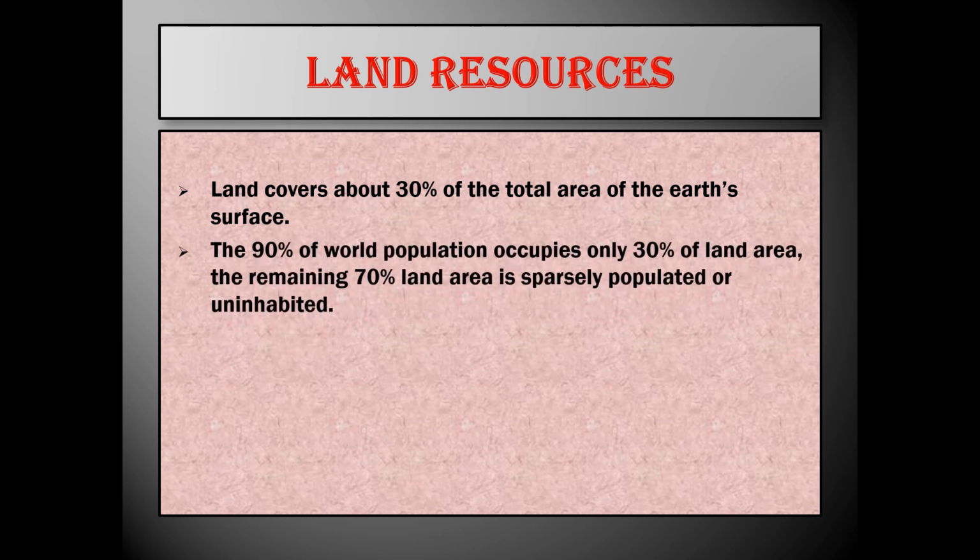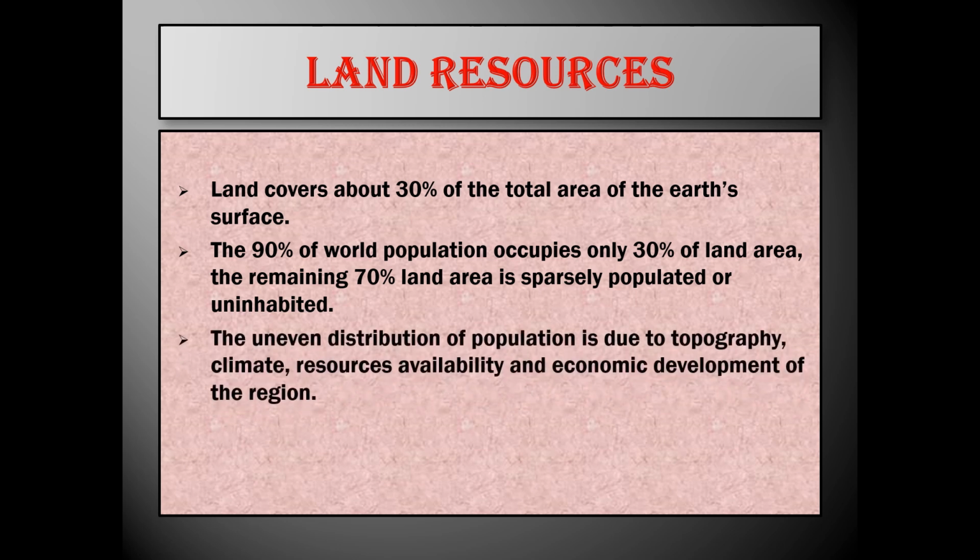Next, the amazing thing is that 90% of the world population occupies only 30% of the land area. The remaining 70% land area is sparsely populated or uninhabited. That means all parts of land resources are not equally habitable. Why is it so? Let's know. This is due to the topography of land, climate of the region, resource availability and economic development of the region.